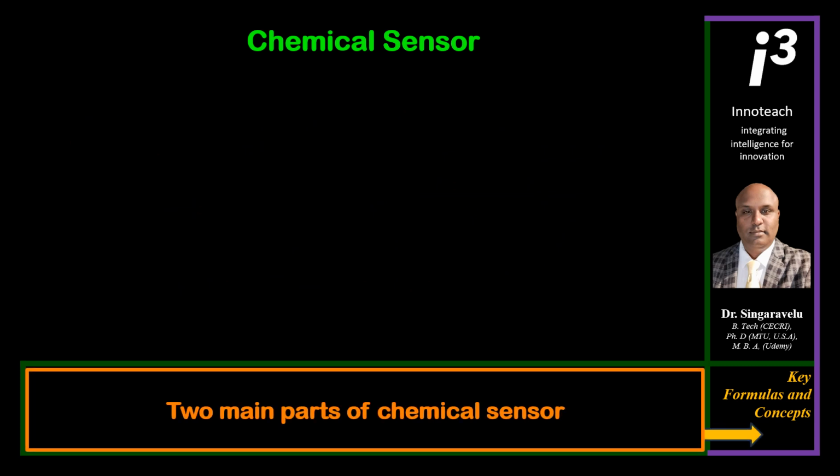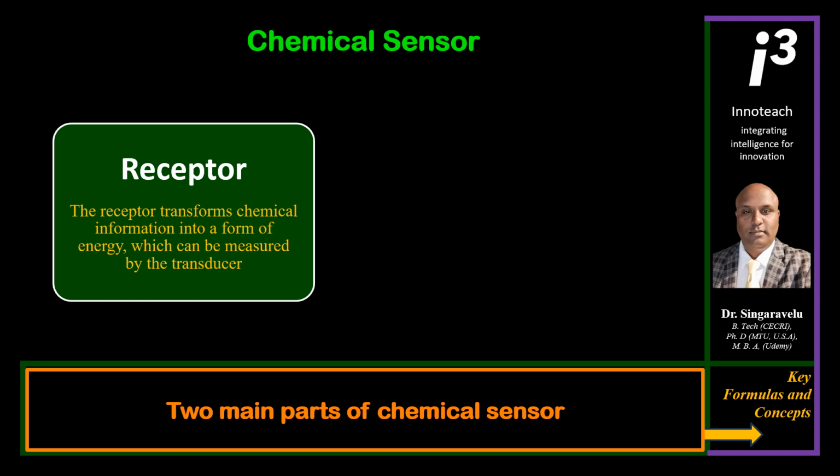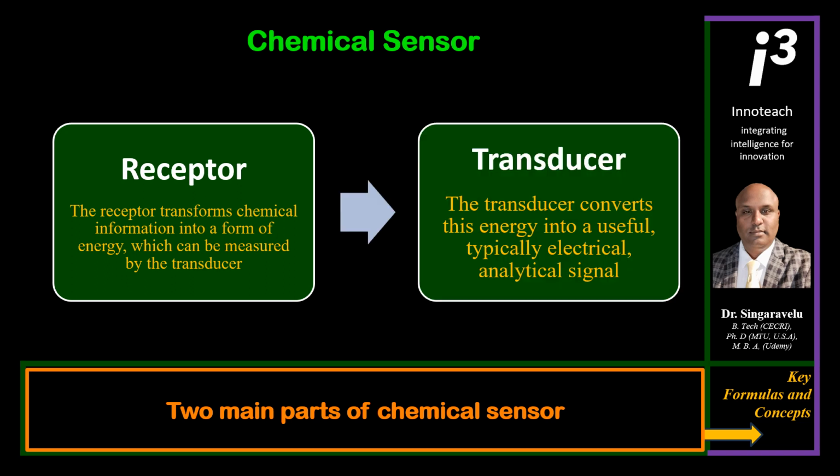So the components of chemical sensors are many, and the two main parts of a chemical sensor are a receptor and a transducer. The receptor transforms the chemical information into a form of energy that can be measured by the transducer. The transducer, the second part of the chemical sensor, converts the energy from the previous step into a useful signal, typically in the form of an electrical or analytical signal.